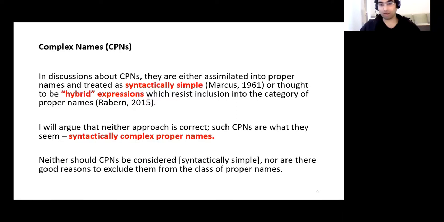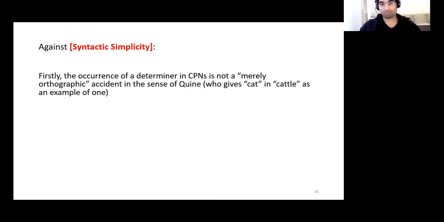And so I'll make two arguments in the rest of this section. First of all, I'll argue that complex names must not be considered syntactically simple. And I'll also argue that there are good reasons to include them in the class of proper names. So I begin my argument against the view that these complex names are syntactically simple.